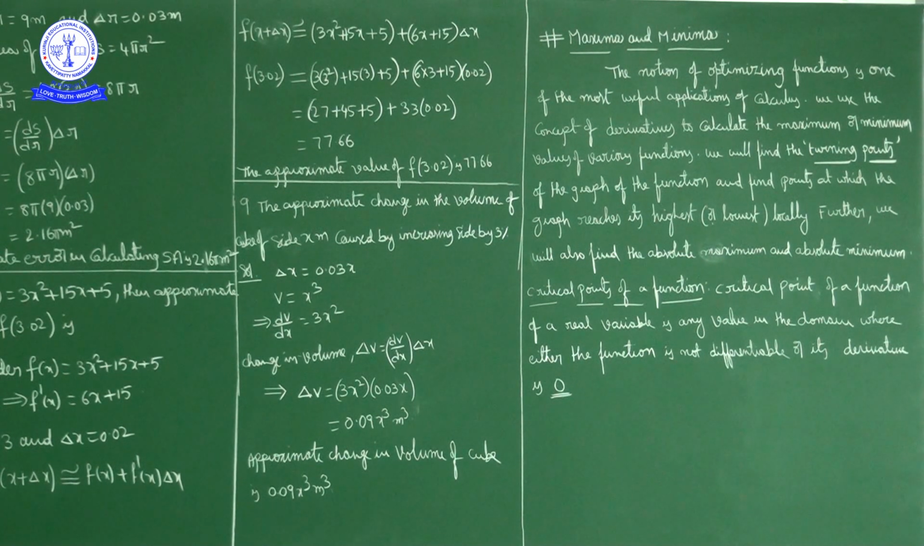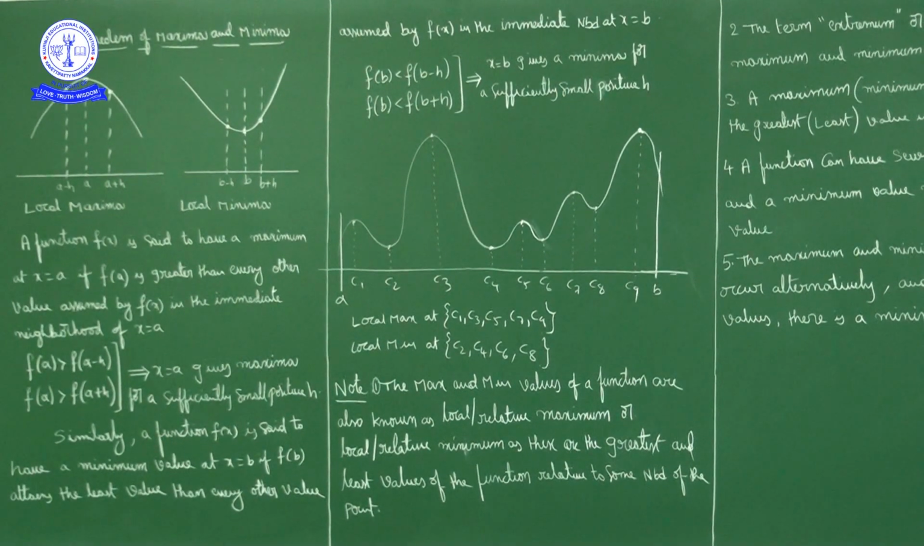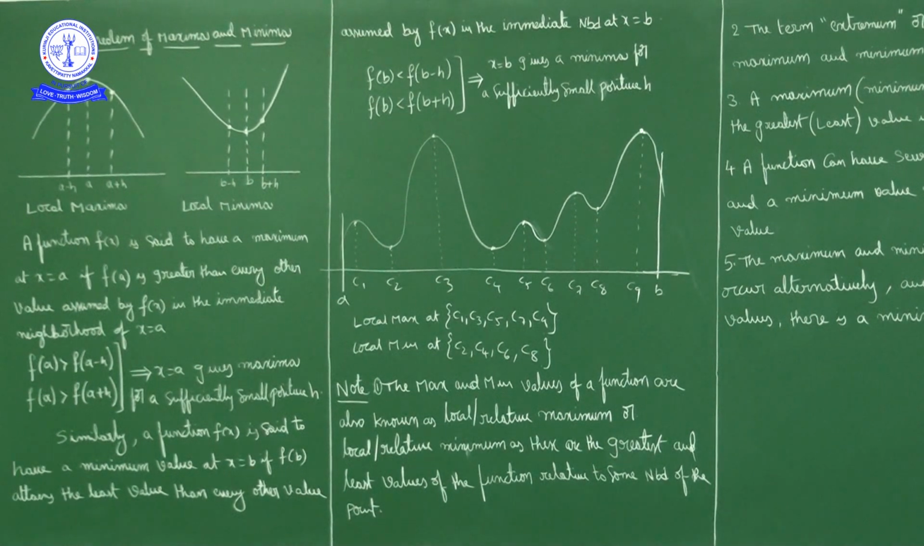Critical points means the points where f dash of x is 0 or f dash of x does not exist. A critical point of a function of a real variable is any value in the domain where either the function is not differentiable or its derivative is 0. Points where the derivative does not exist or the derivative is 0, those points in the domain are called critical points of the function. Next, now we will discuss some basic theorems of maxima and minima.